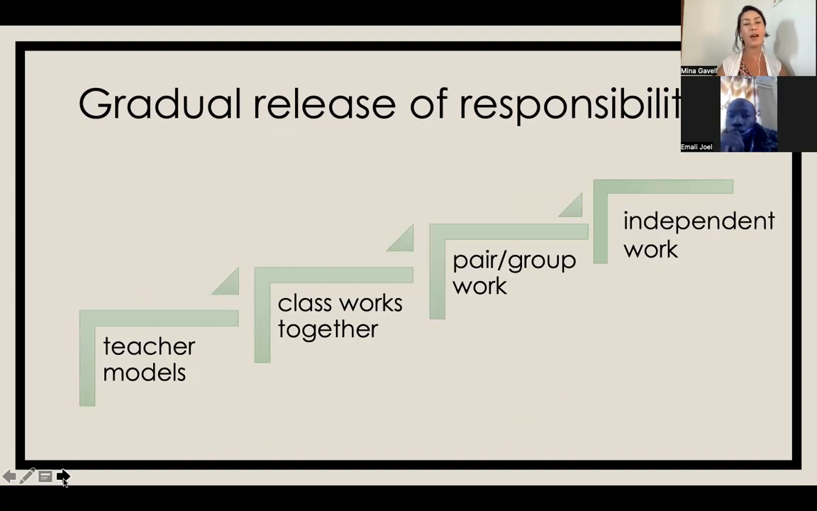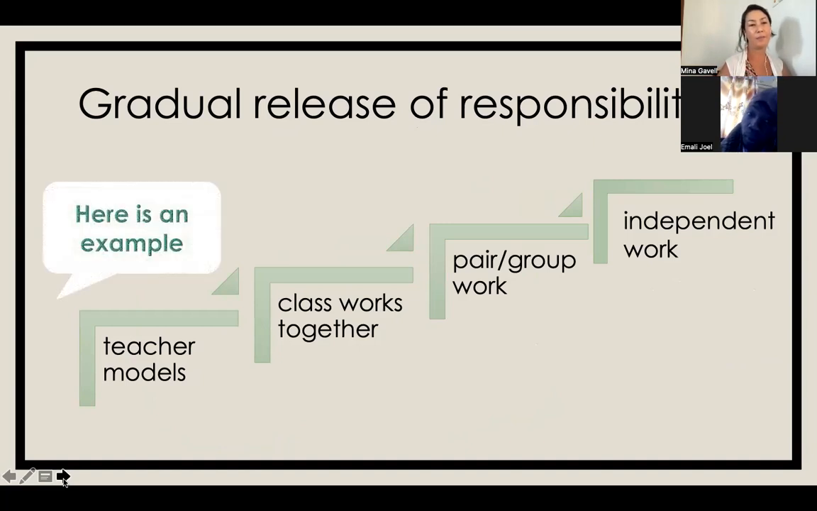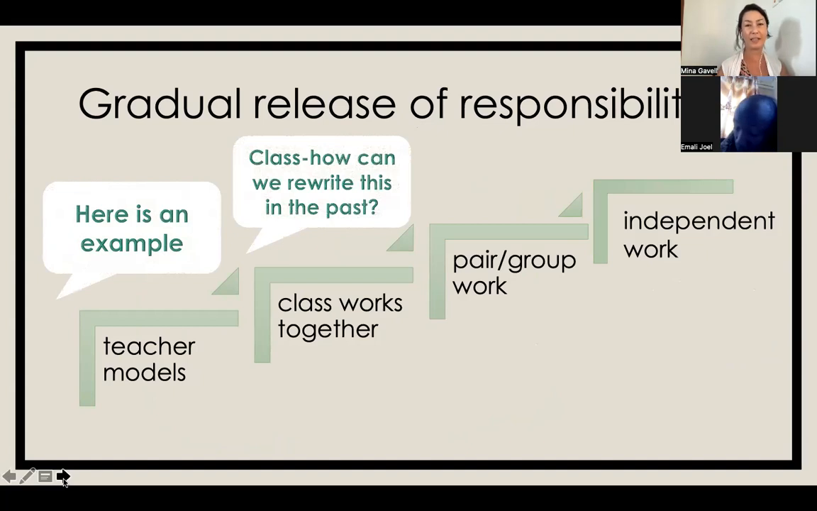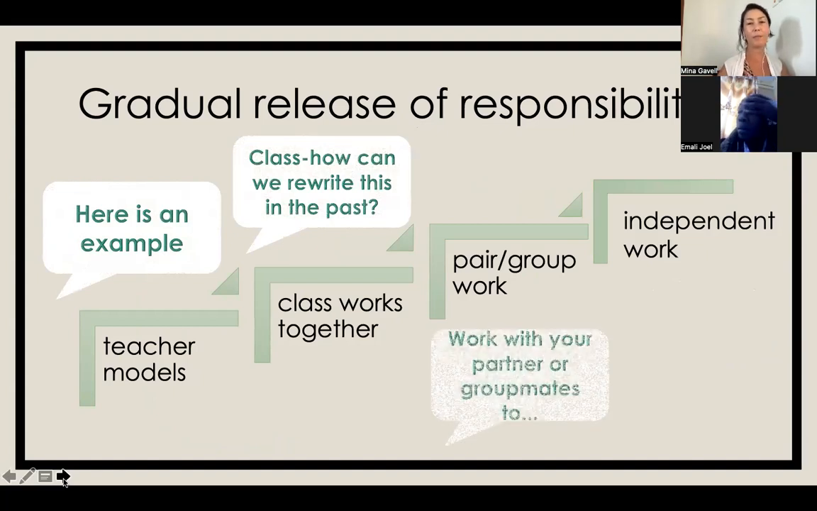So we can see this in how a class is structured. Often the teacher will model first. This is how you do it. Then maybe the class works together. So maybe the teacher says, okay, this is how we make the present perfect. Now class, I want to turn this sentence into present perfect. How would we do this? And so the class is working together. Right, so first the teacher gives an example, then the teacher asks the class to help and all work together.